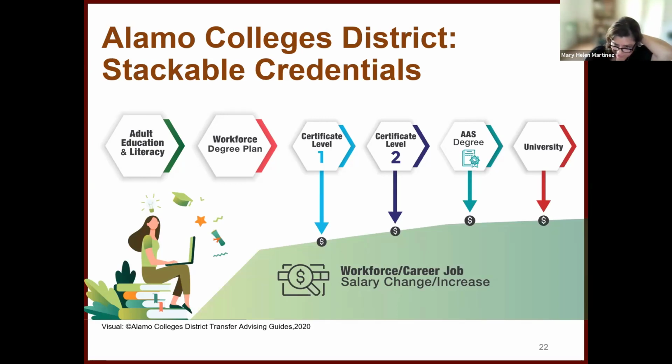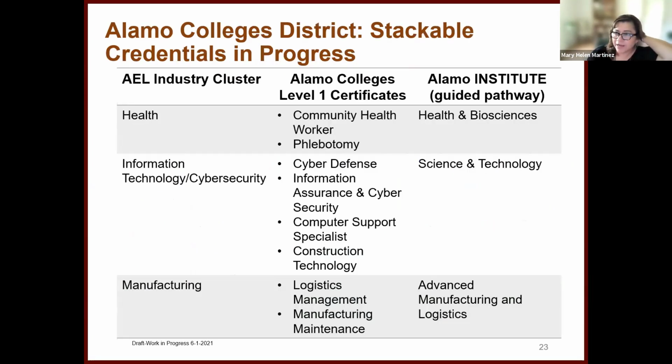And the next slide, this is what we're working on. We're working on identifying these workforce programs that have these level 1 certificates that align to the adult education literacy industry clusters that you have. For example, we're working on a community health worker level 1 certificate, which we have in place. It's in the health industry, and for us, in our guided pathways, it's in health and biosciences. And what we're doing is ensuring that those courses that people start off with in that level 1 certificate and moving on to level 2, they wouldn't have to repeat if level 2 requires the same course, and so forth and so on throughout that pathway.